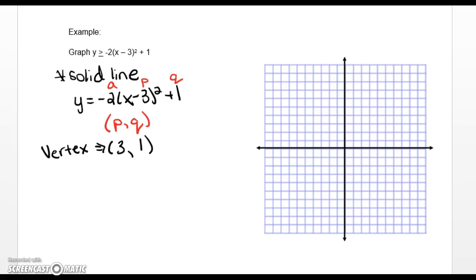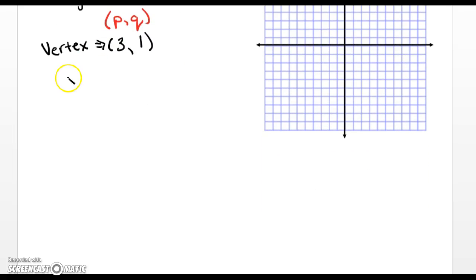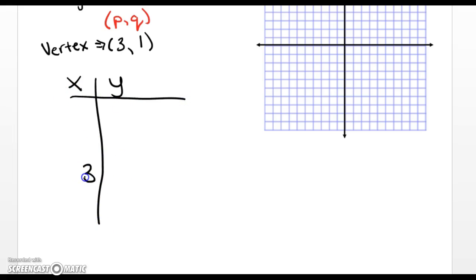Then we can use this to create our table of values. So we're going to have an x and y table of values. And then our vertex is going to go in the middle. So we have 3 and 1. Then what we're going to do is choose a couple of values above, a couple of values below, just so we have a nice good spread of table values there. So we go a couple below, so we go down to 2 and 1, and then go up to 4 and 5.